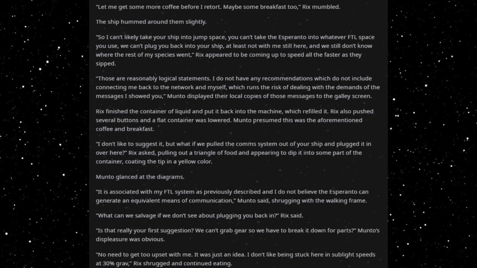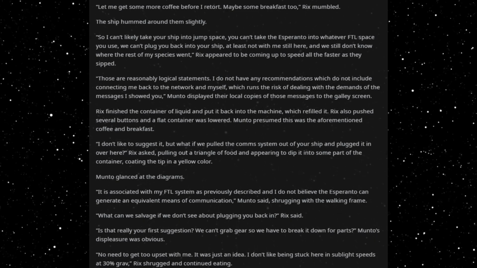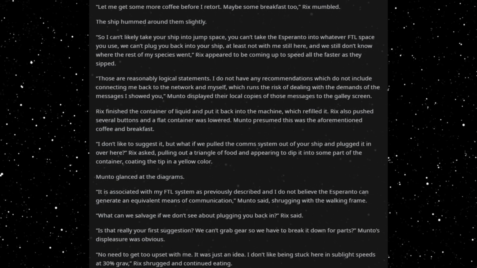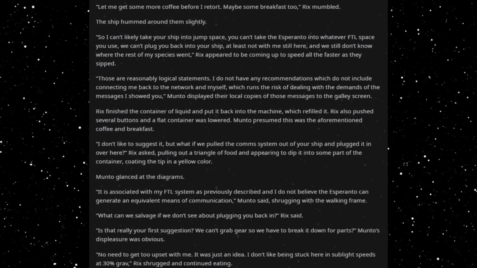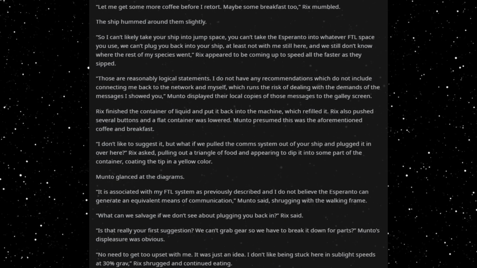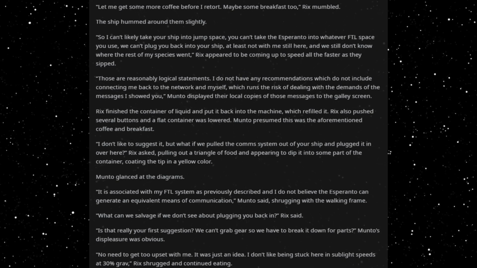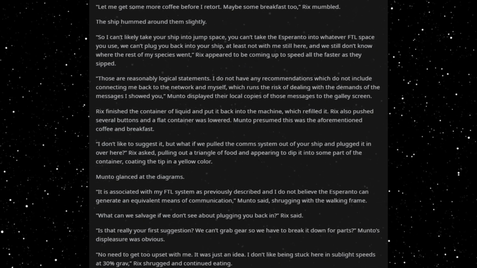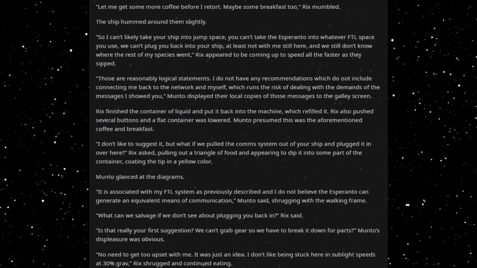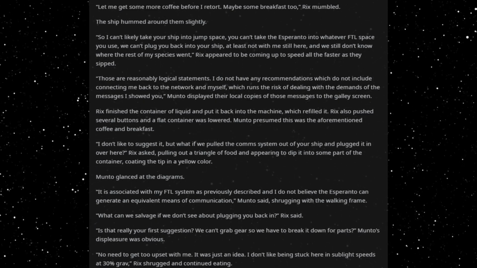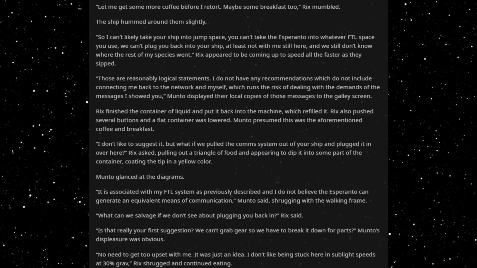"So I can't likely take your ship into jump space. You can't take the Esperanto into whatever FTL space you use. We can't plug you back into your ship, at least not with me still here. And we still don't know where the rest of my species went." Rix appeared to be coming up to speed all the faster as they sipped. "Those are reasonably logical statements. I do not have any recommendations which do not include connecting me back to the network and myself, which runs the risk of dealing with the demands of the messages I showed you."